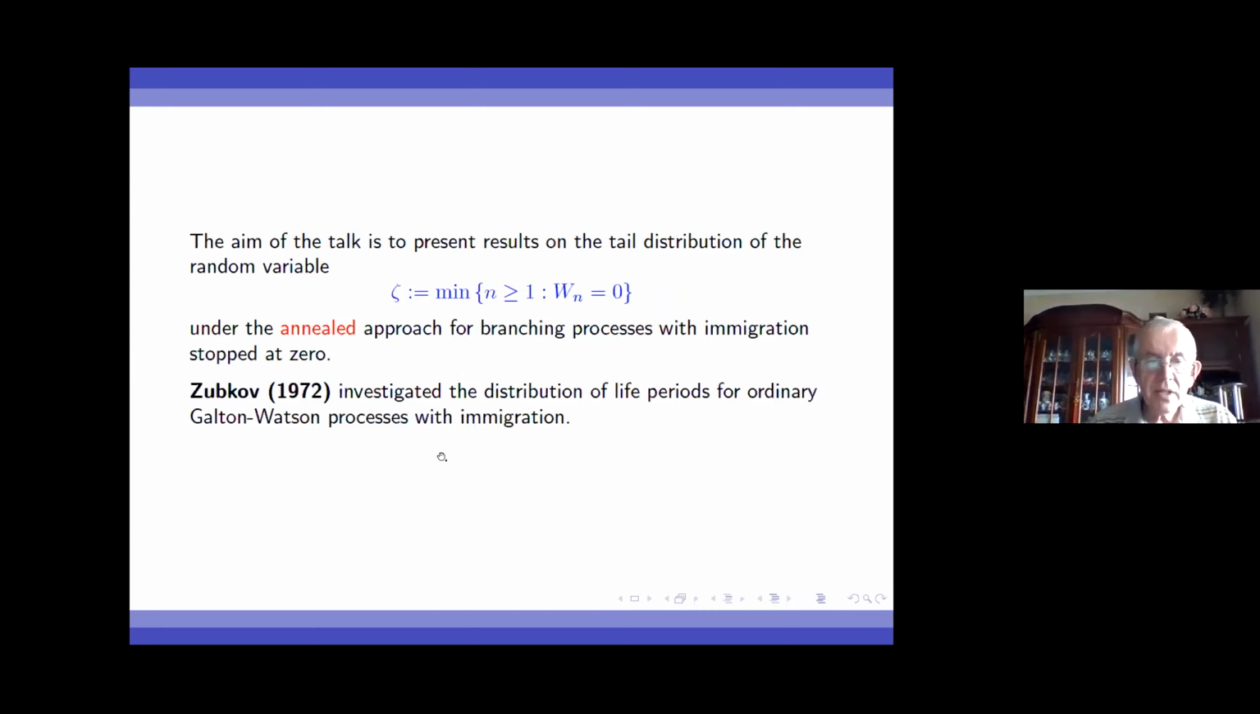So the aim of the talk is to present the results on the tail distribution of the random variable zeta under the annealed approach for a branching process with immigration stopped at 0. I would like to mention that Dubkov in 1972 investigated the distribution of life periods for the ordinary Galton-Watson process with immigration. Later on, I will speak about this in more detail.